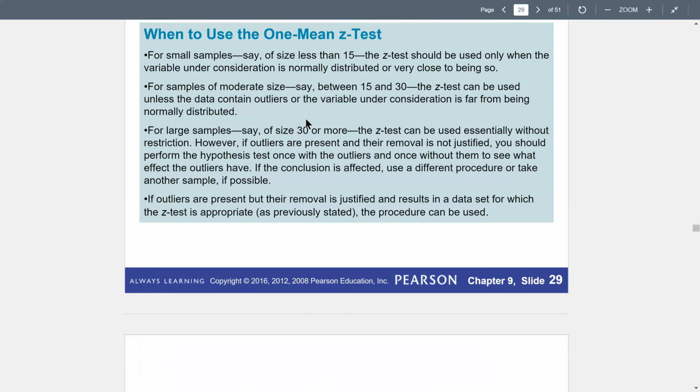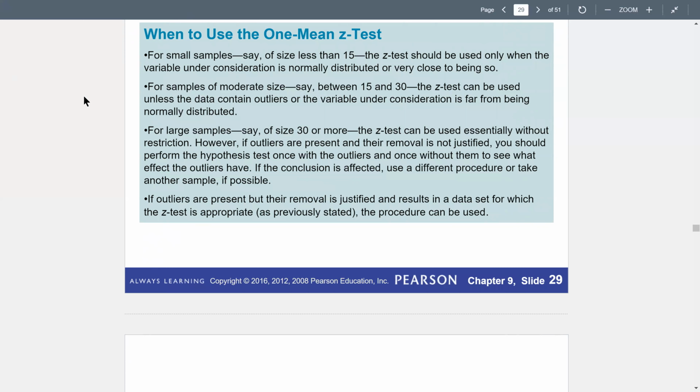For a small sample size, for example less than 15, the z-test should be used when the variable under consideration is normally distributed or very close to being so. For a moderate sample size, 15 to 30, the z-test can be used unless the data contain outliers or the variable under consideration is far from being normally distributed. For large samples, say size 30 or more, the z-test can be used essentially without restriction.